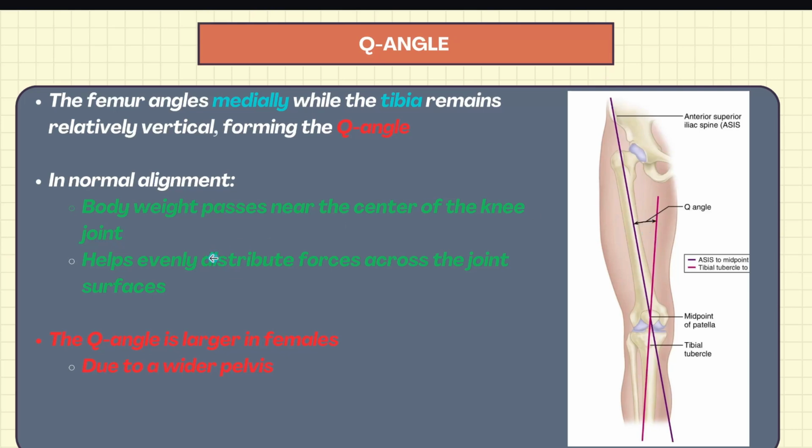Now, in a normal alignment, body weight passes near the center of the knee joint and helps distribute forces across the joint surfaces. And also, just to let people know, in future diagnosis, if you have a female with a large Q angle, that's completely fine because their pelvis is wider than the male. So the Q angle being wider makes complete sense. Like if you see here, if the pelvis is larger, the femur medial angle is going to start moving a bit more lateral, which is fine.